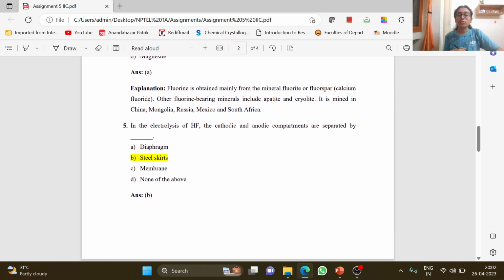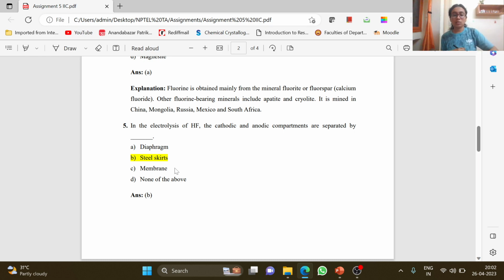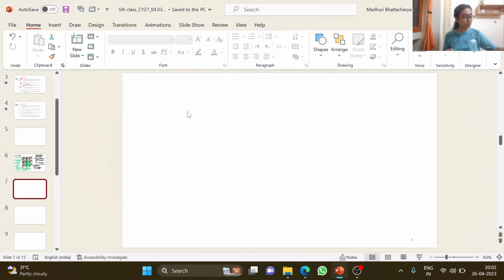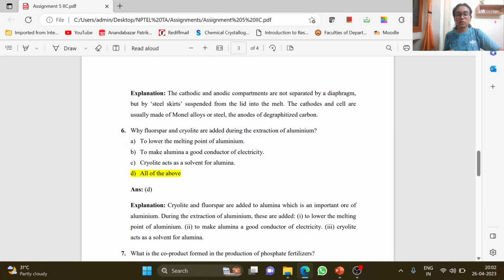Now, in the electrolysis of hydrogen fluoride, the cathodic and anodic compartments are separated by a diaphragm, steel skirts, membrane, or none of the above. The correct answer is steel skirts. I will show how it looks. Cathodic cells are usually made of monel alloys, and anodes are actually degraphitized carbon.